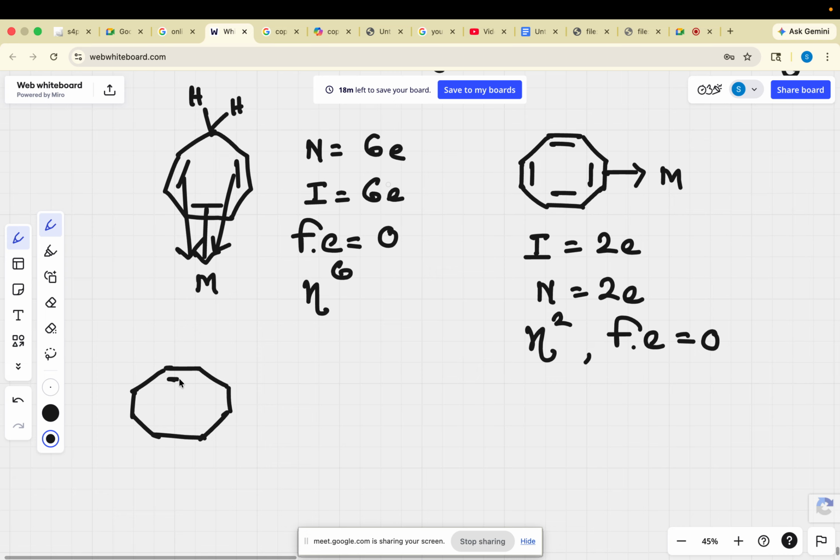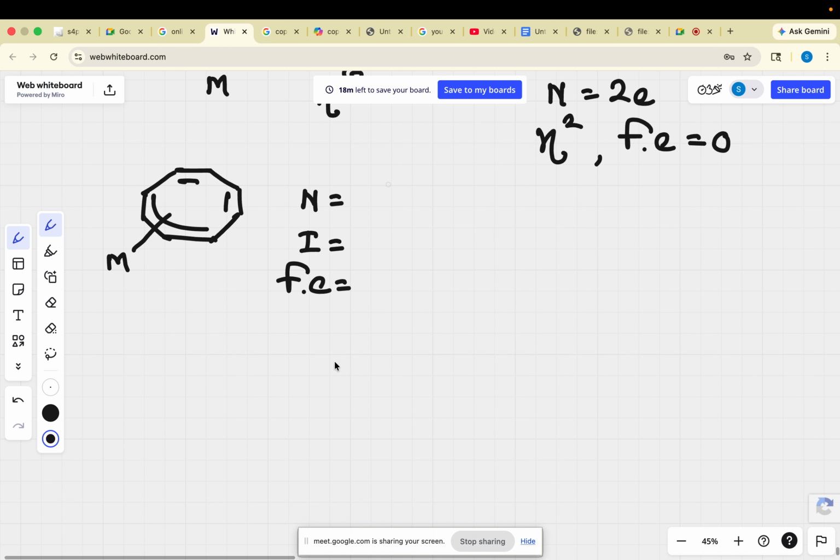Now suppose you have this example. Tell me the number of electrons in neutral method, ionic method, formal charge and eta value. 4, 4, 0, 4. Neutral method is 4. Ionic method, how many? 4. Formal charge will be 0. Eta value will be 4.